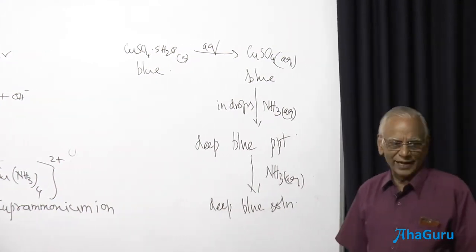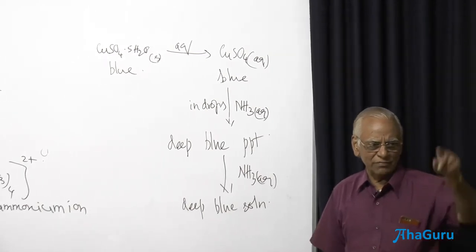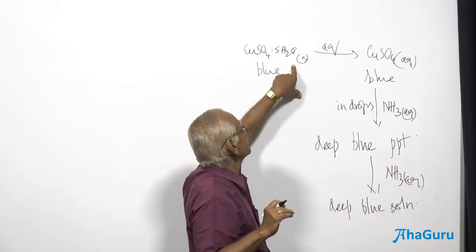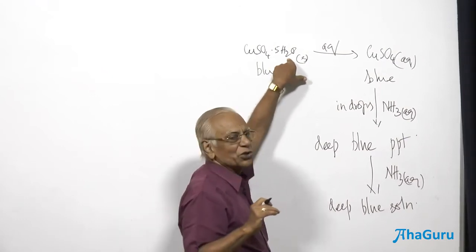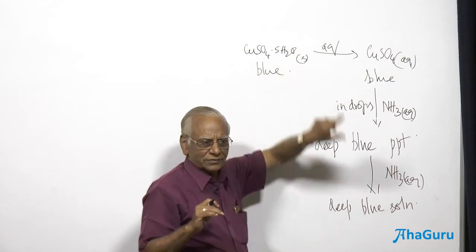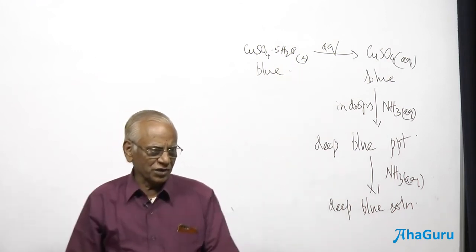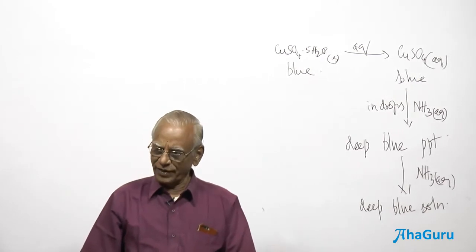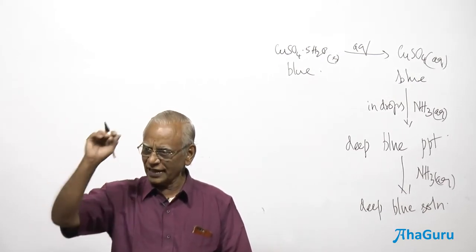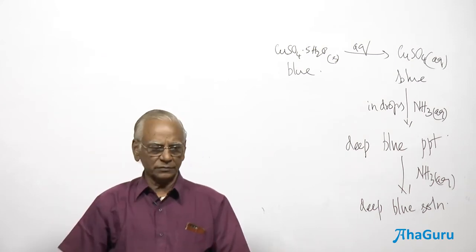You add ammonium hydroxide drop by drop. Initially, let me take crystalline copper sulfate. I also told you, what do you call these 5 molecules of water? Water of hydration or water of crystallization, either way. They are called water of crystallization because they are responsible for the crystal.